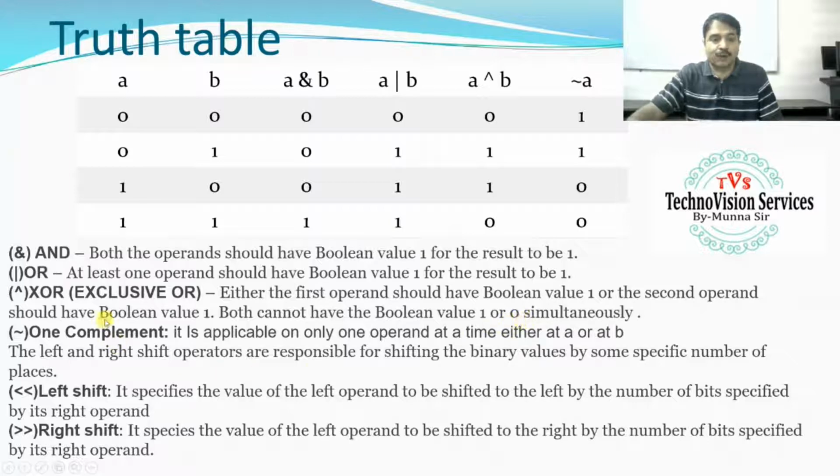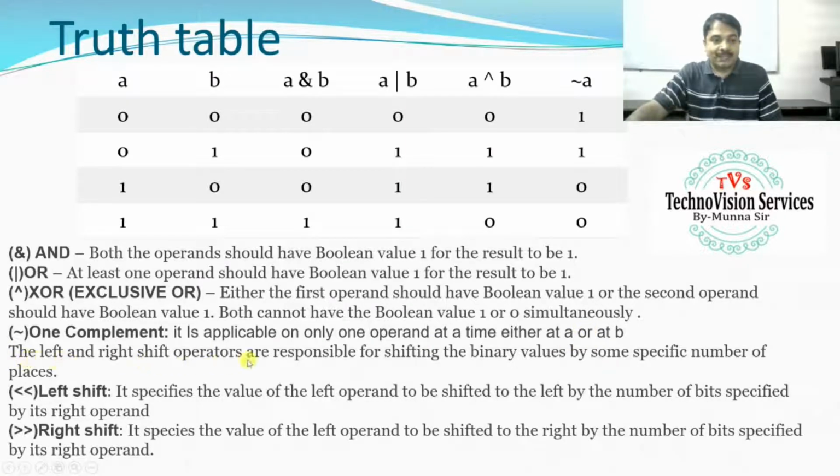Meaning operand 1 and operand 2 must have different values, only then will it produce 1. If both operands have the same value, it will produce 0. What about ones complement? It is applicable to only one operand at a time, either A or B. Therefore it is also called the bitwise unary operator.